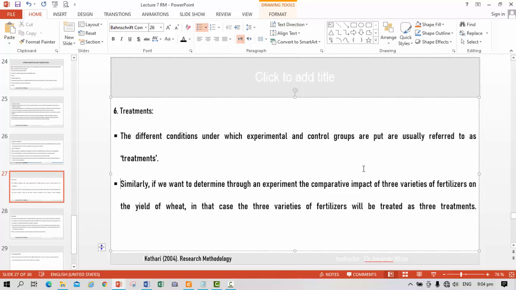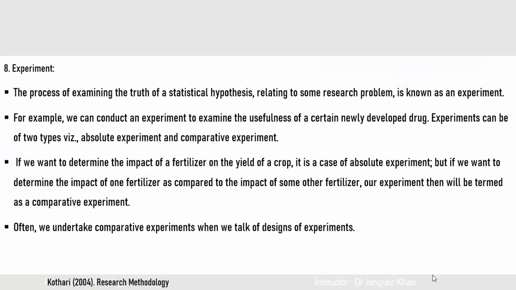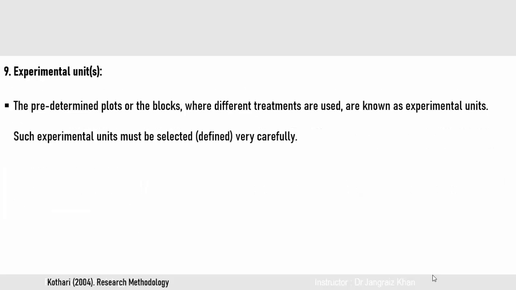If you want to determine through an experiment the comparative impact of three varieties of fertilizer on the yield of wheat, in this case the three varieties of fertilizer will be three treatments. Experiment. The process of examining the truth of a statistical hypothesis relating to some research problem is known as an experiment. For example, we can conduct an experiment to examine the usefulness of a certain newly developed drug. Experiments can be of two types: absolute experiment and comparative experiment.